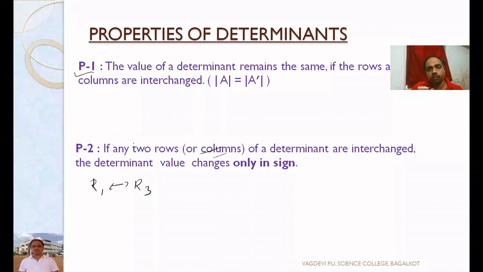The value of the determinant will not remain same. It will change, but it will change only in sign. So when determinant value is 7, for example, it becomes -7 when R1 and R3 are interchanged. So like that. So this is property 2.